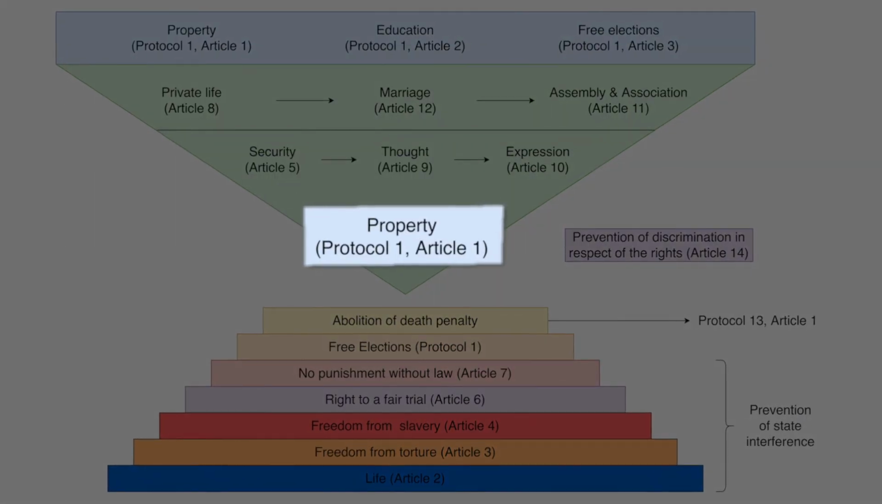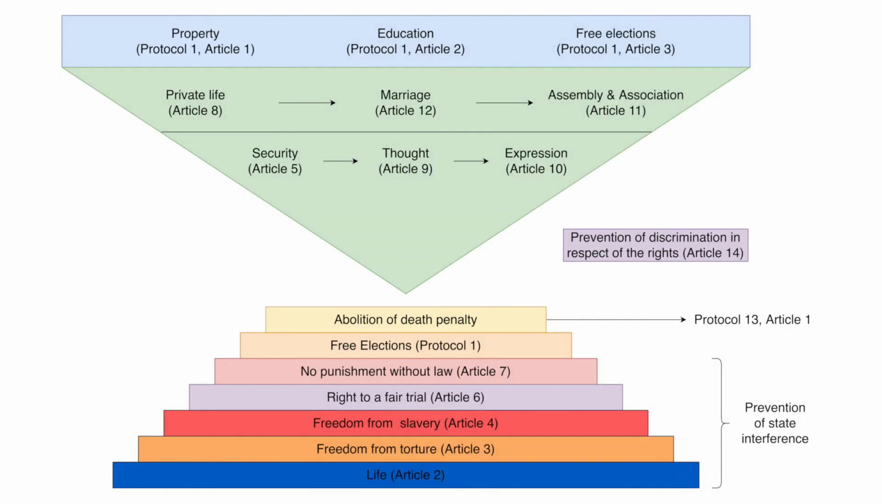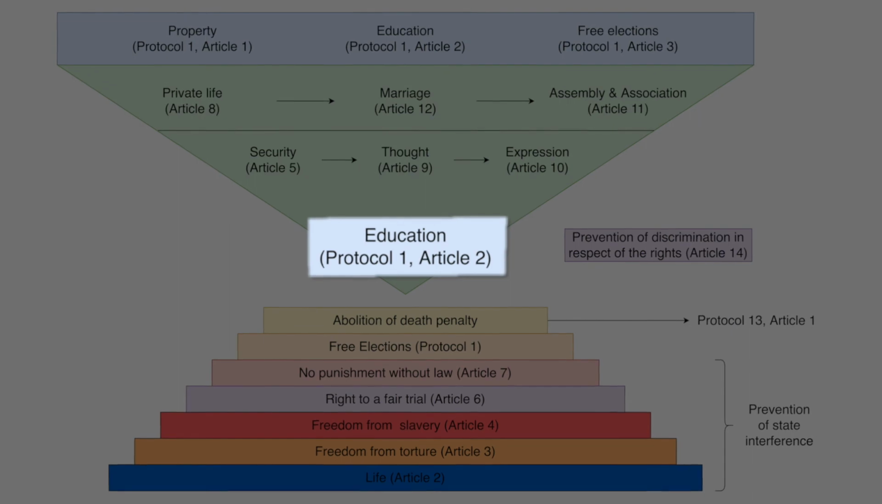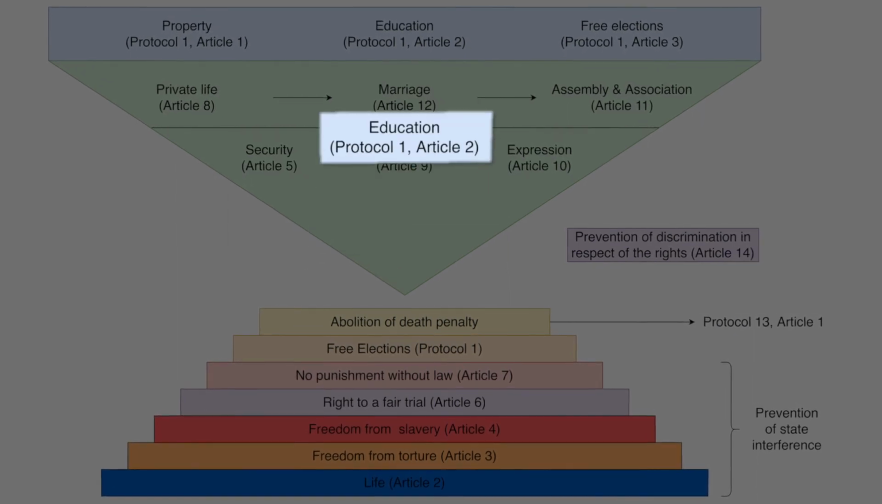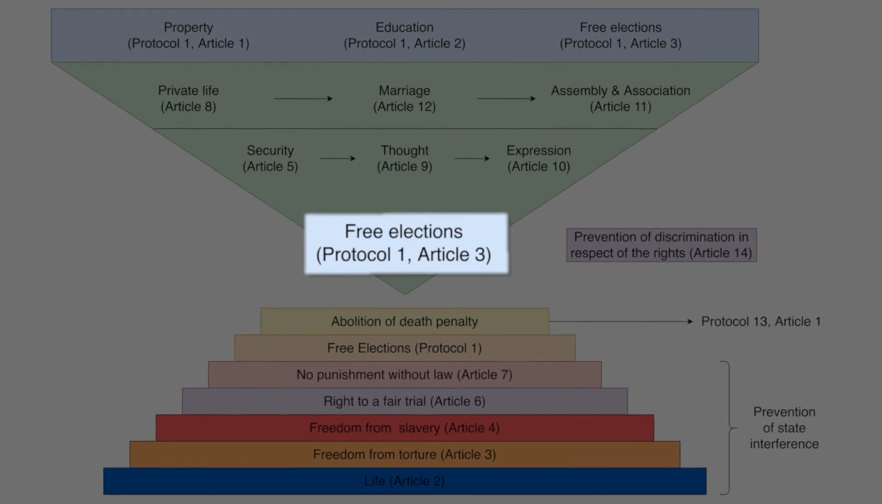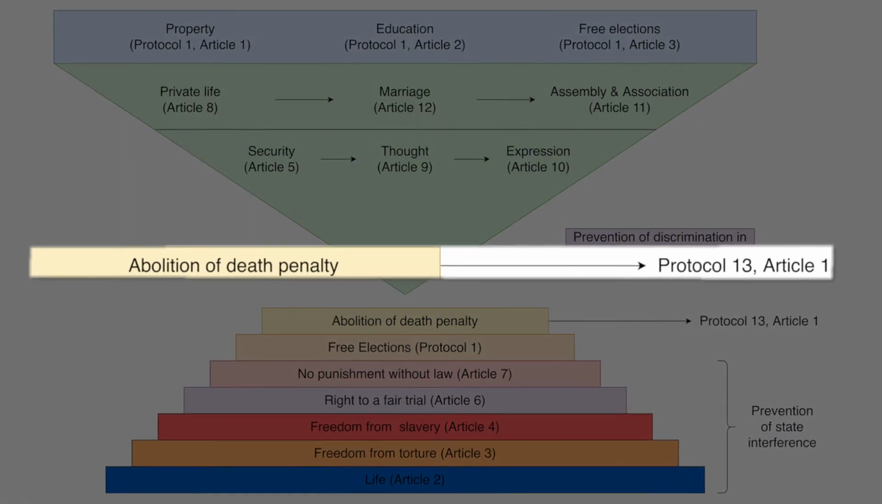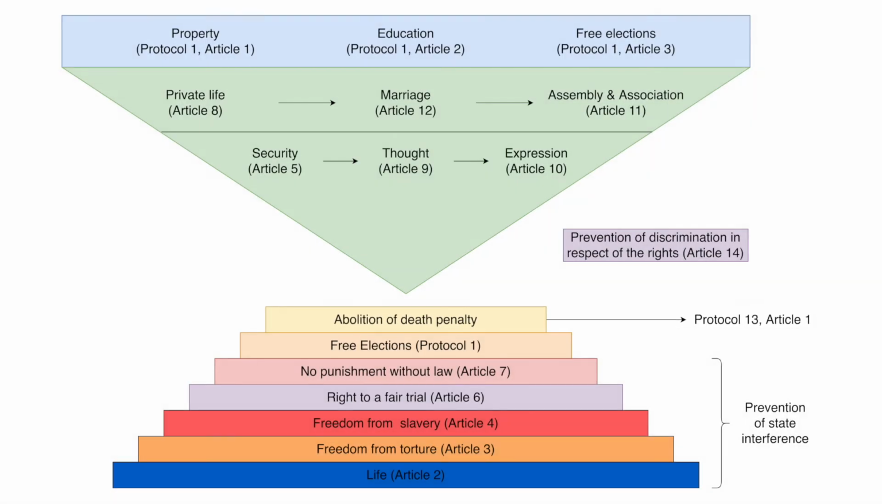Protocol 1, Article 1, the right to peaceful enjoyment of your property. Protocol 1, Article 2, the right to education. Protocol 1, Article 3, the right to participate in free elections. Protocol 13, Article 1, abolition of the death penalty. We will have a look at each of these in more detail in a moment.